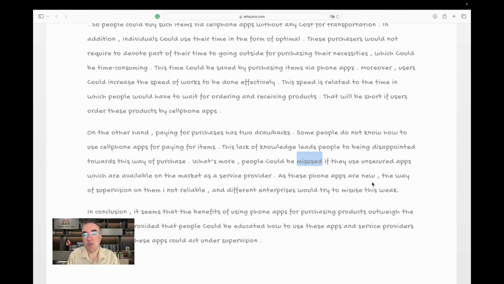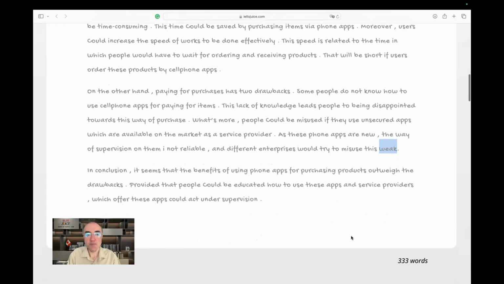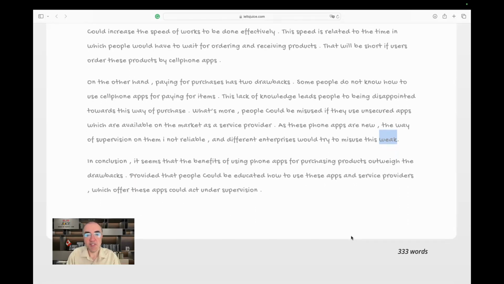As these phone apps are new, the way of supervision on them is not reliable. And different enterprises would try to misuse this weakness. Weak is an adjective, weakness is the noun. In conclusion, it seems that the benefits of using phone apps for purchasing products outweigh the drawbacks. Yes, now I'm convinced. Evidently, you can see that there are 3 advantages versus 2 disadvantages.